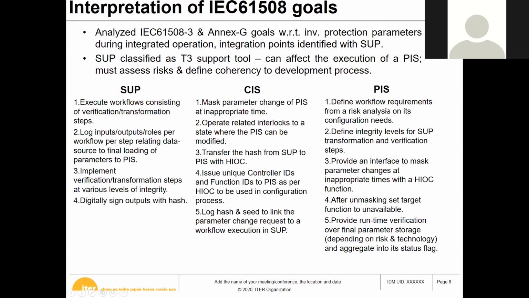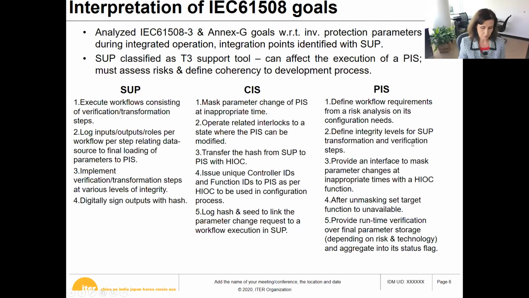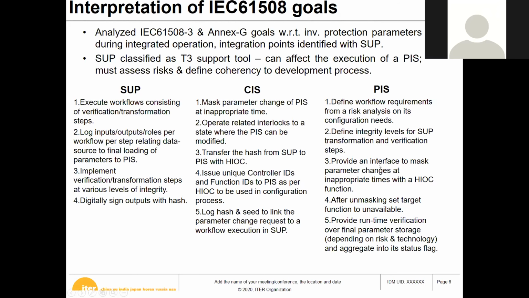The PIS, we call it the plant interlock system, essentially, will define workflow requirements from a risk analysis on configuration needs, define integrity levels for subtransformation and verification, provide an interface to mask parameter changes at inappropriate times with the HIOC function, and after unmasking, set functions to unavailable. And essentially also, depending on technology and on criticality, provide runtime verification over the final parameter storage in its status monitoring.